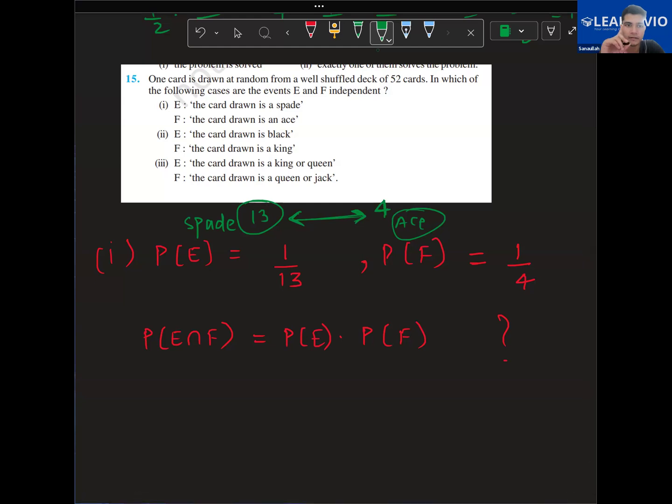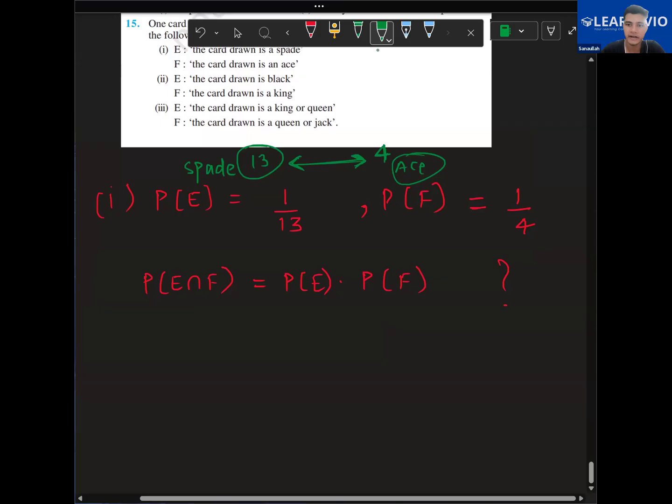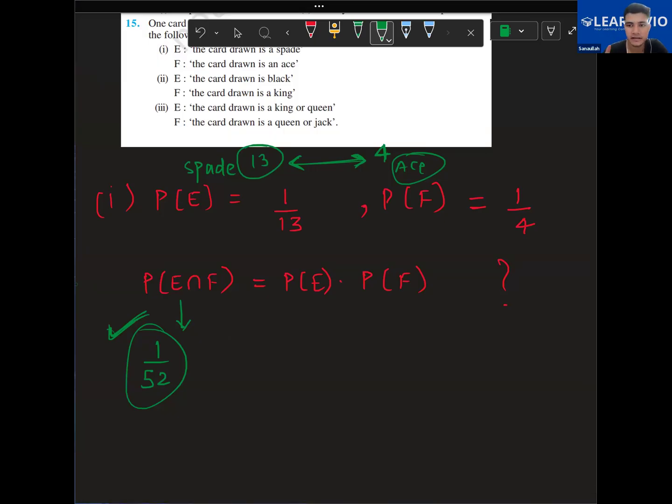We have an ace that is a spade, right? From those 13 category. So मेरे पास जो इंटरसेक्शन है इसकी प्रोबेबिलिटी मेरे पास 1/52 आएगी, right? I am having only one card, that is an ace from those 13 spade.